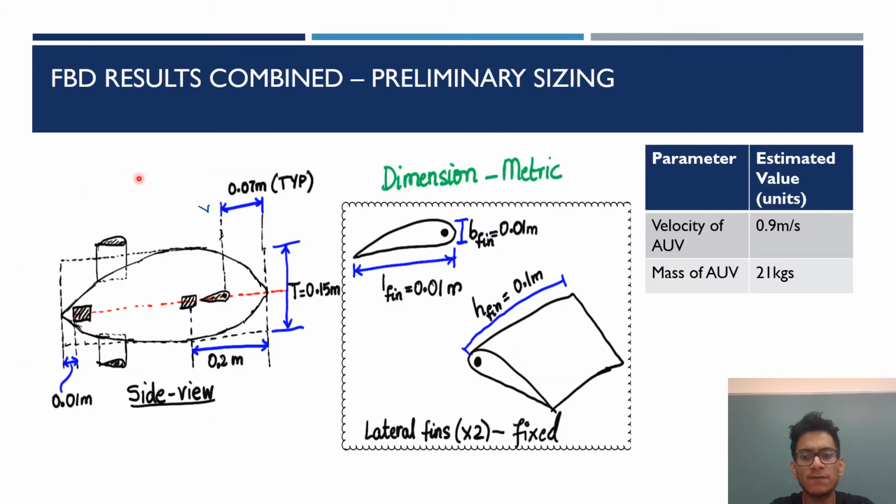So this is the side view of the AUV after the preliminary sizing. As you can see, the thickness came around 0.15 meters, and these are the dimensions for the lateral fins, which are basically fixed and they're to the front here, and they provide lateral stability. For the calculations in the preliminary sizing, the maximum velocity of the AUV was assumed to be 0.9 meters per second, and the mass of the AUV was estimated to be 21 kilograms.